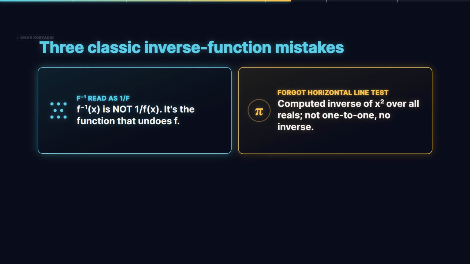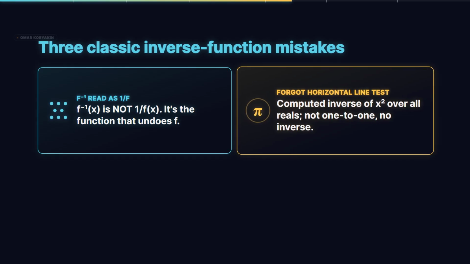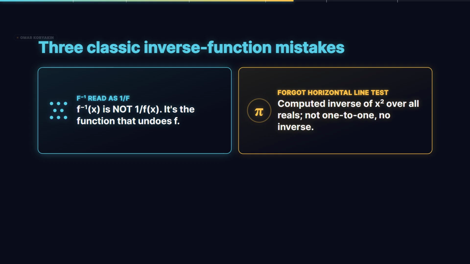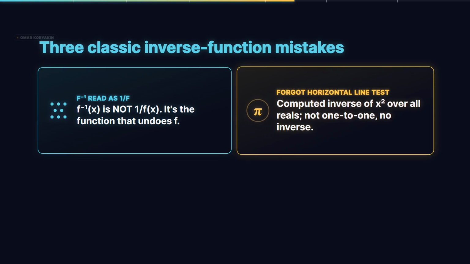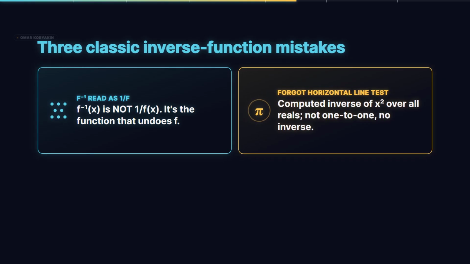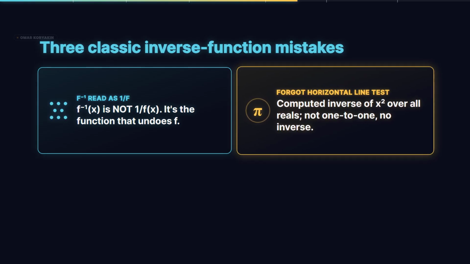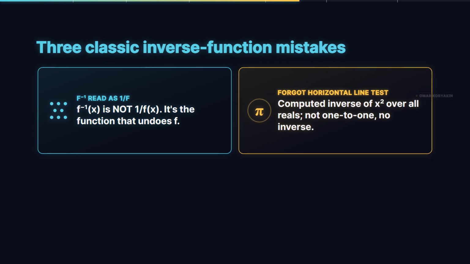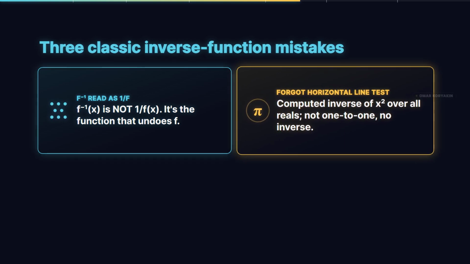Second mistake, computing the inverse of a function without checking that the function is 1 to 1 over the relevant domain. A student looking at f of x equals x squared computes the inverse as plus or minus the square root, ignoring that x squared is not 1 to 1 over all real numbers and therefore does not have a true inverse function.